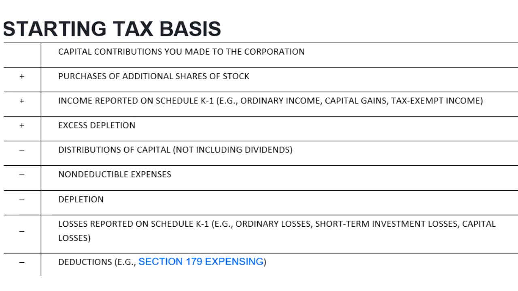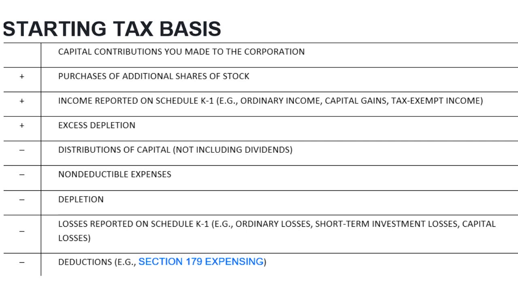Here is a simple calculation you can use to determine your tax basis. Adjustments must be made in this specific order. The starting tax basis, plus capital contributions you made to the corporation. Those are added. If you purchase additional shares of stock, those are added. Income reported on Schedule K-1, for example ordinary income, capital gains, and tax-exempt income, you add that. You also add excess depletion.